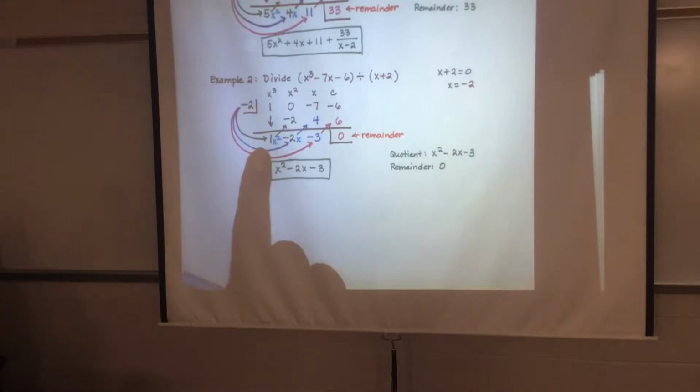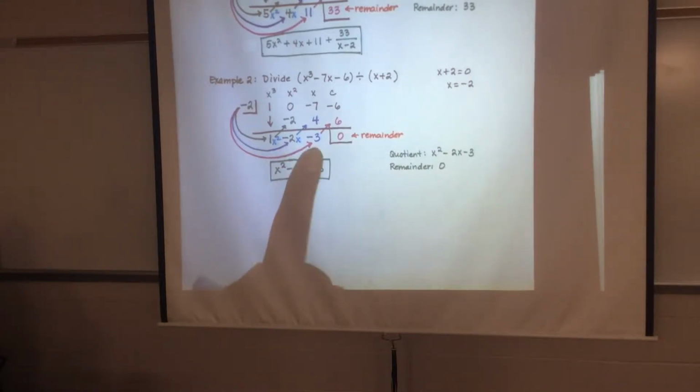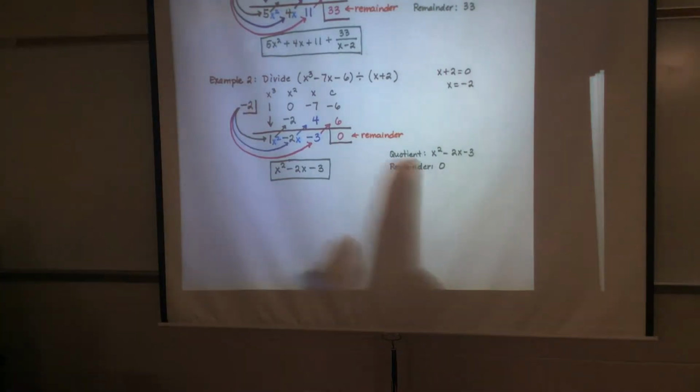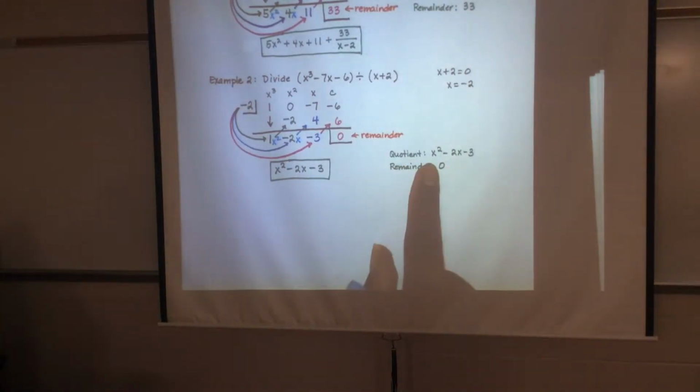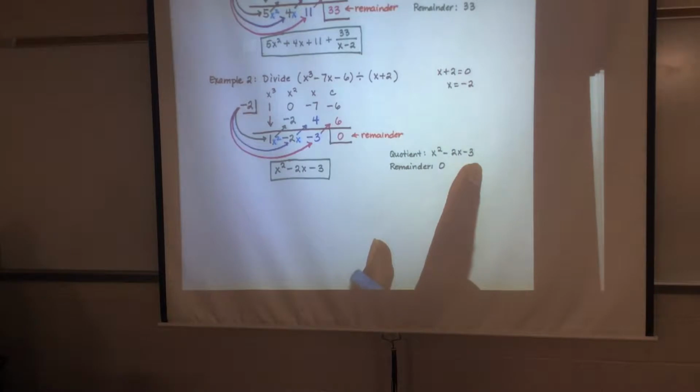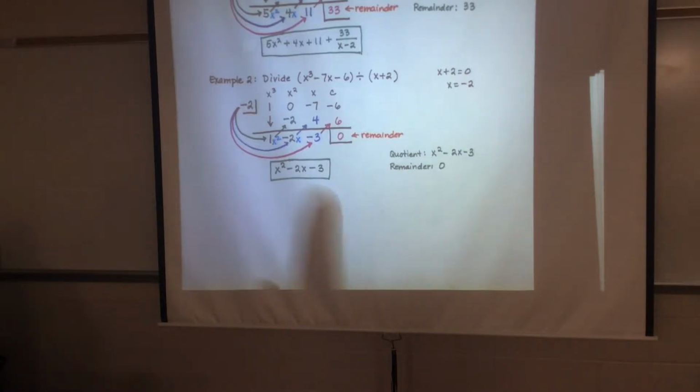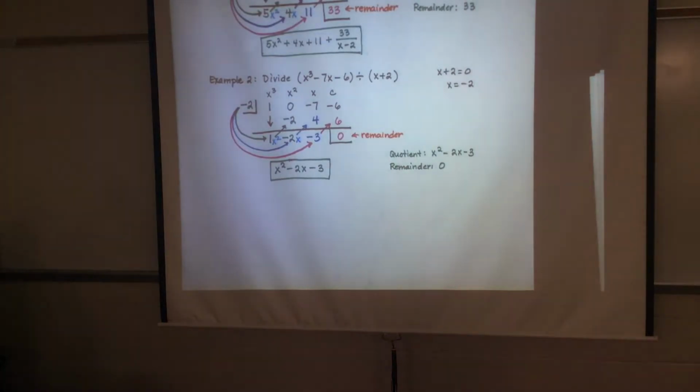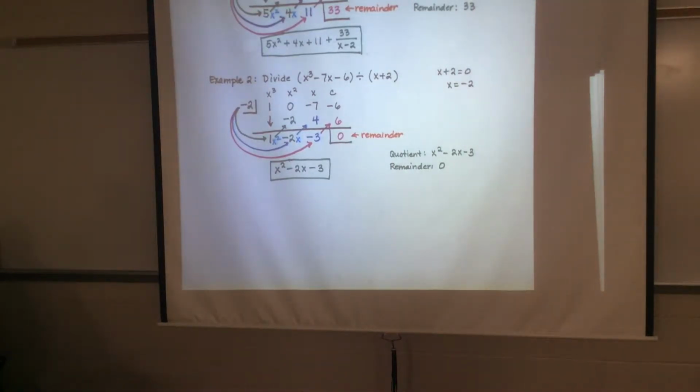So you're going to have 1x squared, or just x squared, minus 2x minus 3. And the quotient, you just type in x squared minus 2x minus 3. The remainder is 0, just type in the 0. Now notice I didn't do 0 over x plus 2 because 0 divided by x plus 2 is 0. Okay? So I won't need that.